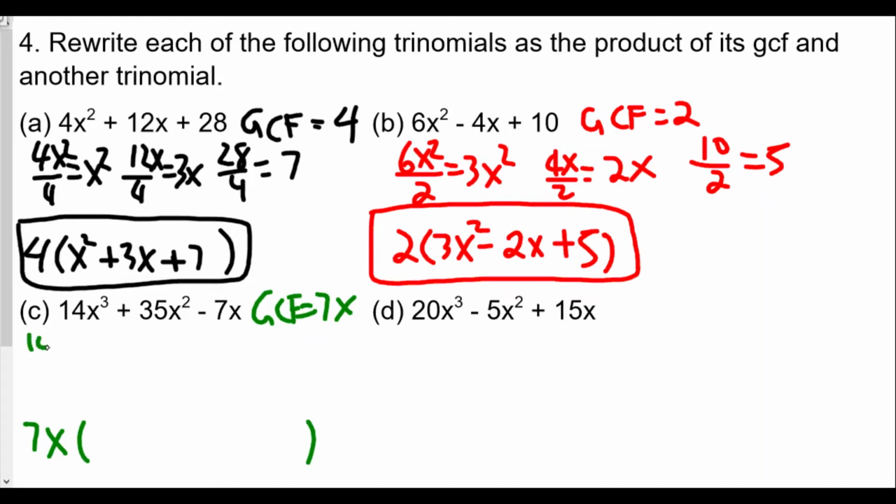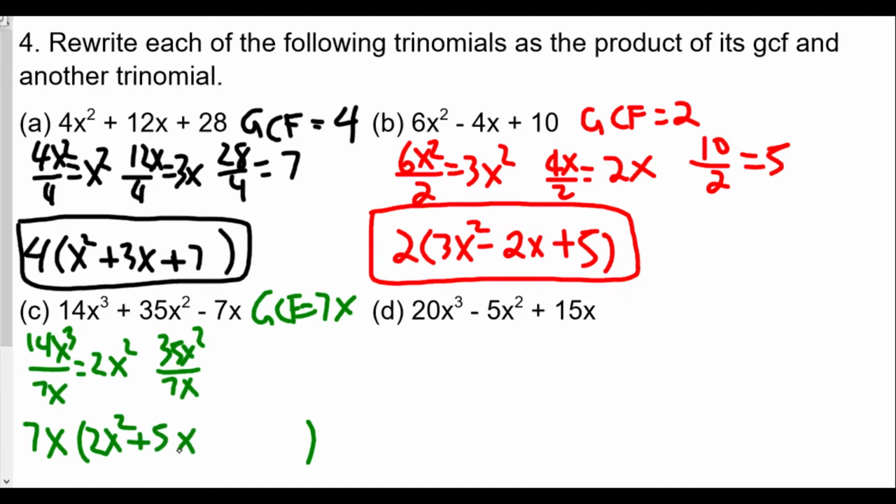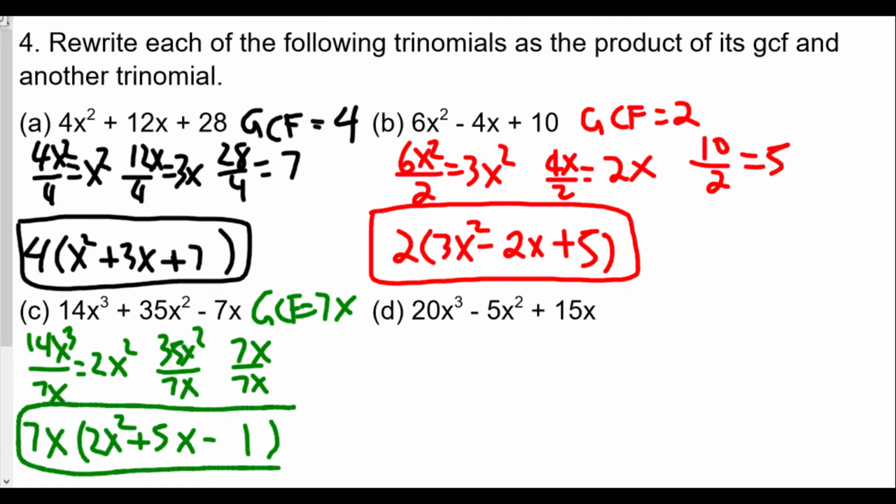And so now we take 14x cubed, divide by 7x, and we get 2x squared. We take 35x squared, divide by 7x, and we get 5x, because 35 divided by 7 is 5, and x squared over x is just x. And finally, 7x over 7x is just going to be 1. So I'll clean this up a little bit. Our factored form here is going to be 7x times 2x squared plus 5x minus 1.